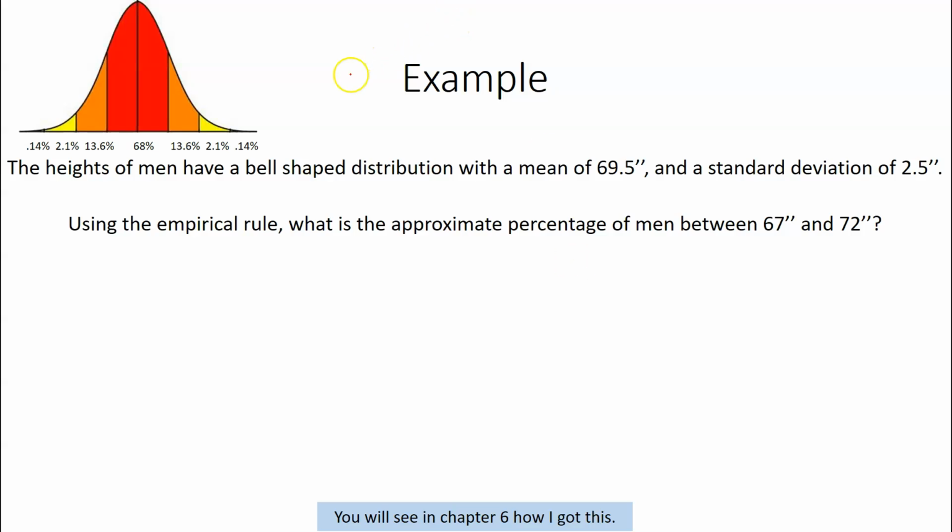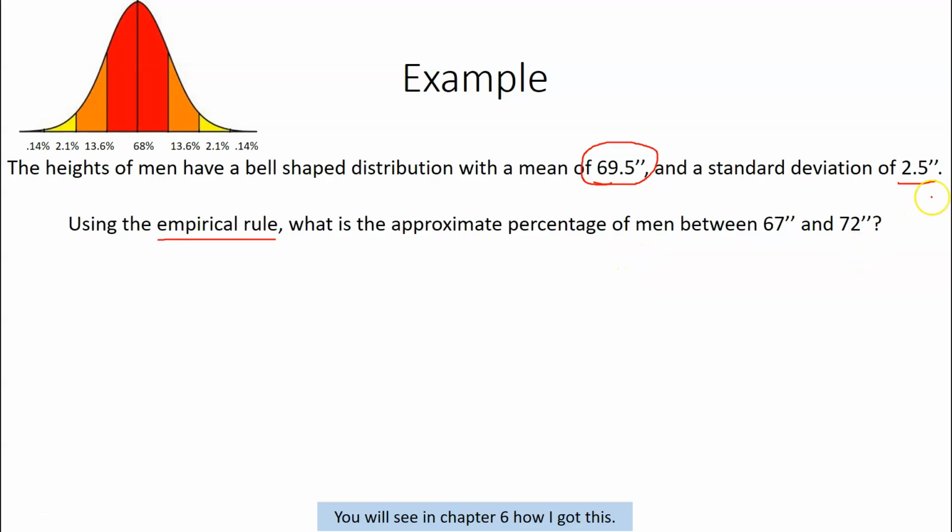Okay, so I've got some information here, some statistics. The height of men have a bell-shaped distribution, so they're normally distributed, with a mean of 69.5 inches. Okay, so I think it's not 6 feet, it's a little bit shorter than 6 feet. The standard deviation is 2.5 inches. So if you calculate from the data, the standard deviation is 2.5 inches. Use the empirical rule. Okay, so that's that 68% and then so on and so forth. What is the approximate percentage of men between 67 inches and 72 inches?